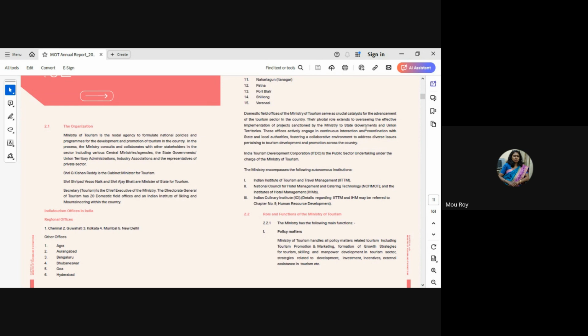Yesterday also I told you that the India Tourism Development Corporation, that is ITDC, is a public sector undertaking under the charge of the Ministry of Tourism.